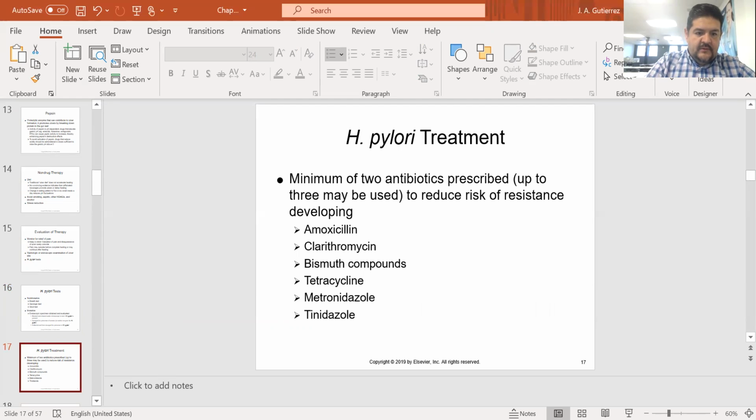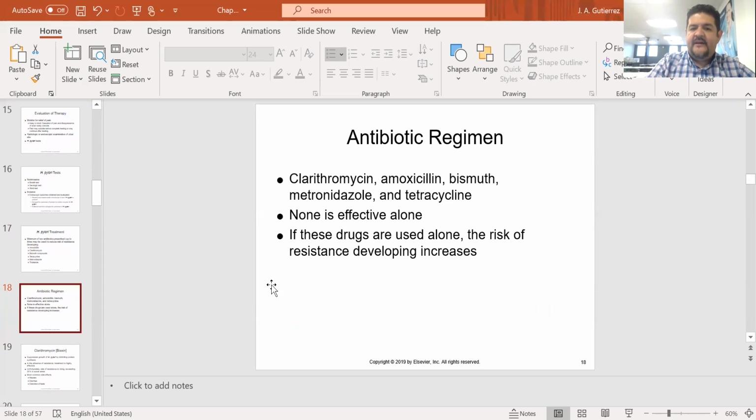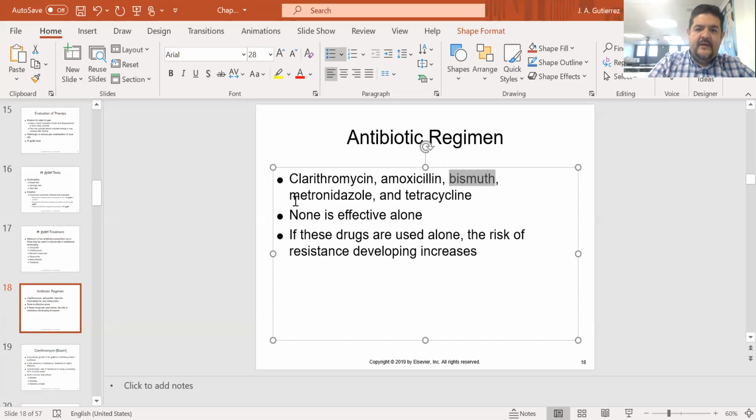Okay, so regarding the treatment for H. pylori, it's a combination of antibiotics and antacids. Where regarding antibiotics, we have clarithromycin, amoxicillin. Bismuth is not an antibiotic. Metronidazole and tetracyclines. And they have to be combined. None of them are effective by themselves.